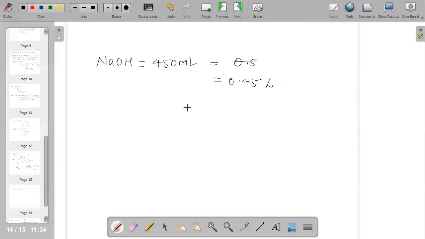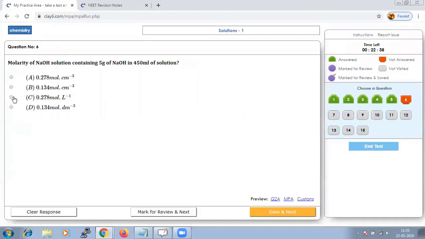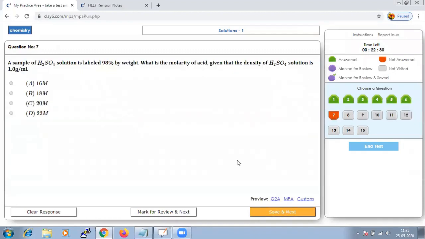And moles of NaOH, the mass we know. The moles of NaOH is given mass by molar mass. Hence given mass is 5 and molar mass is 40, so we'll get around 0.125. Now we can calculate the molarity as 0.125 divided by 0.45. So we get an answer of 0.278 moles per liter. Let us see, 0.278 moles per liter. Let us save that and go to next.